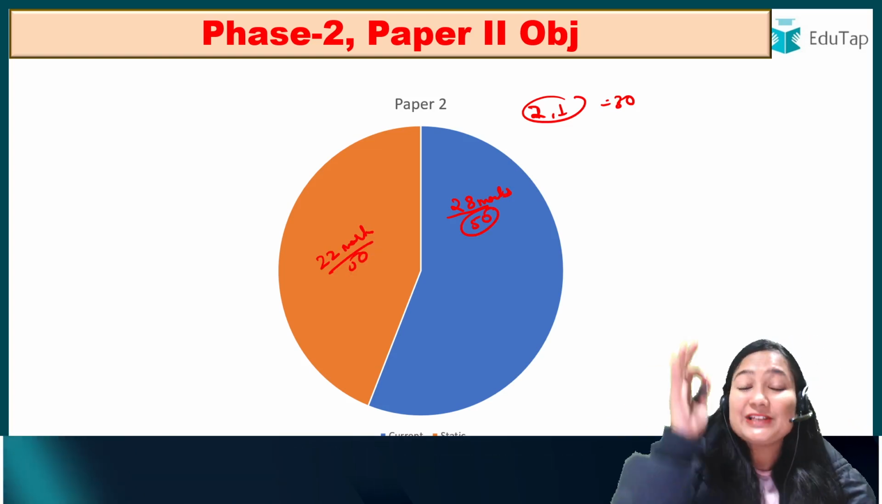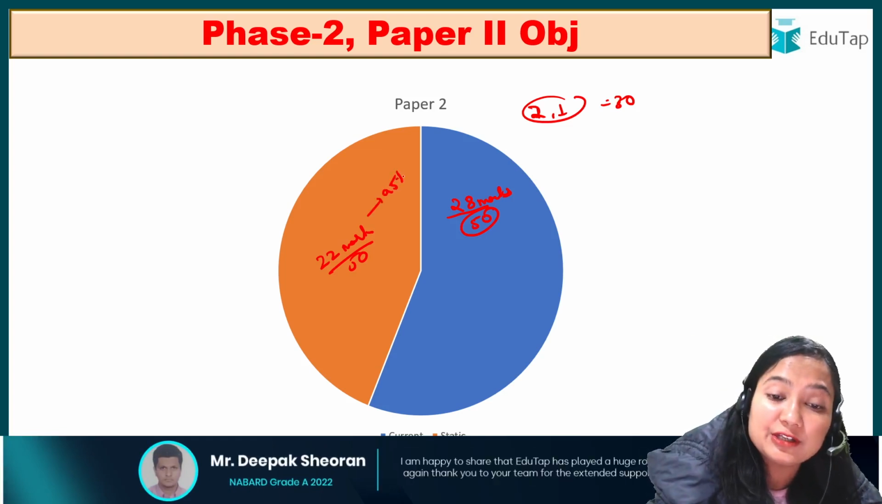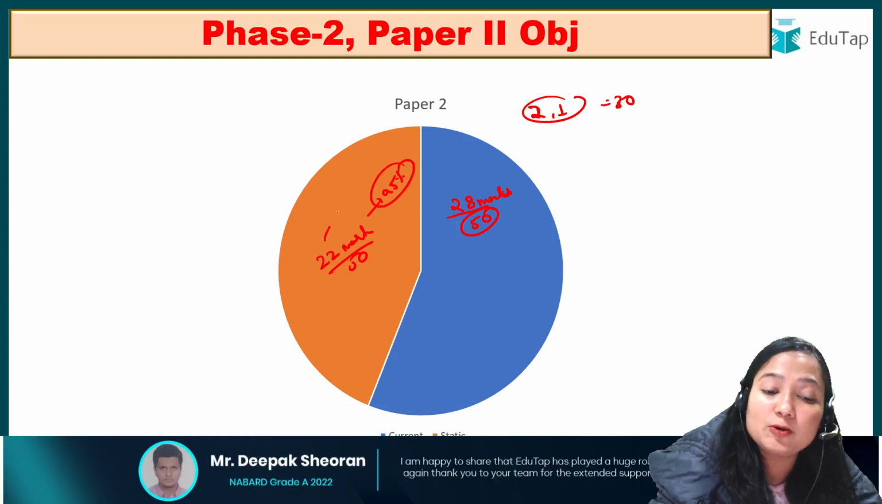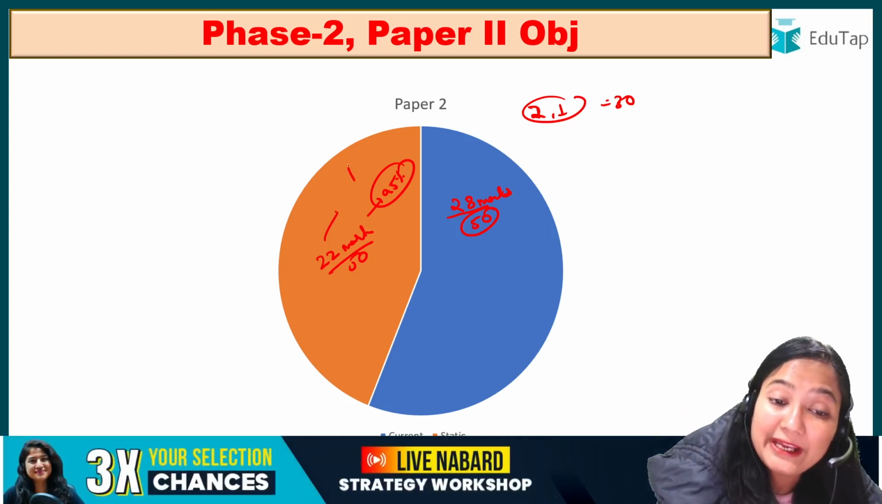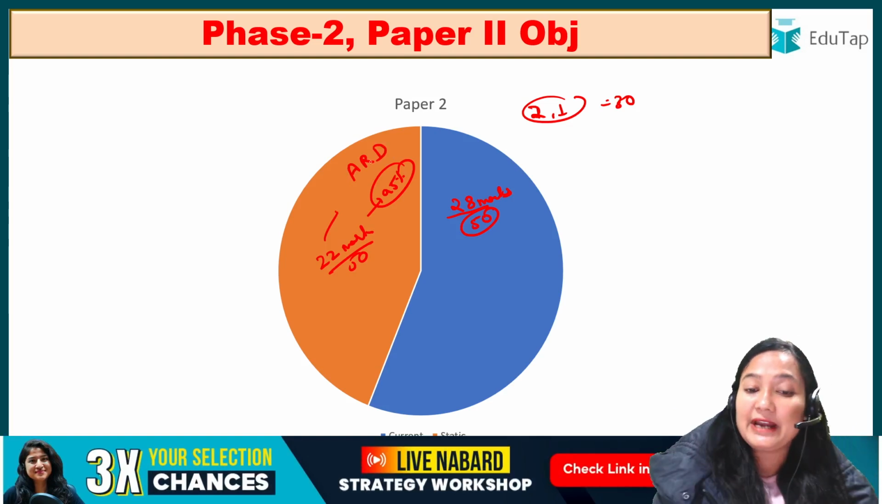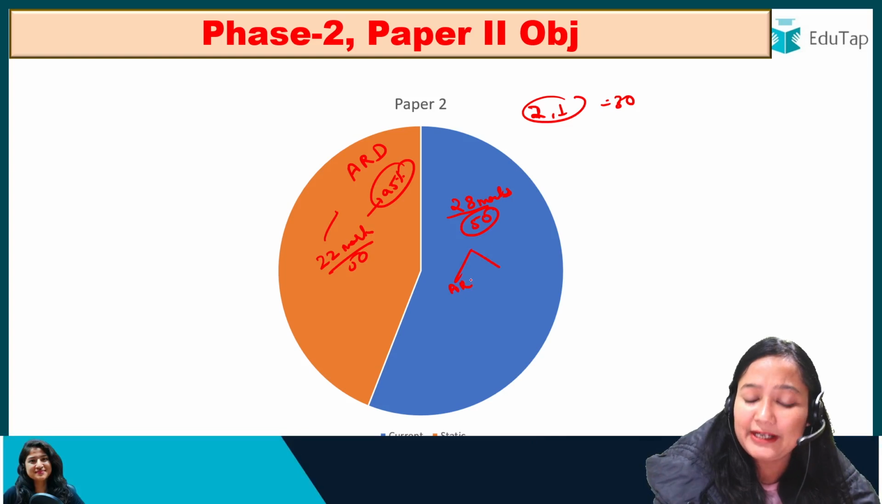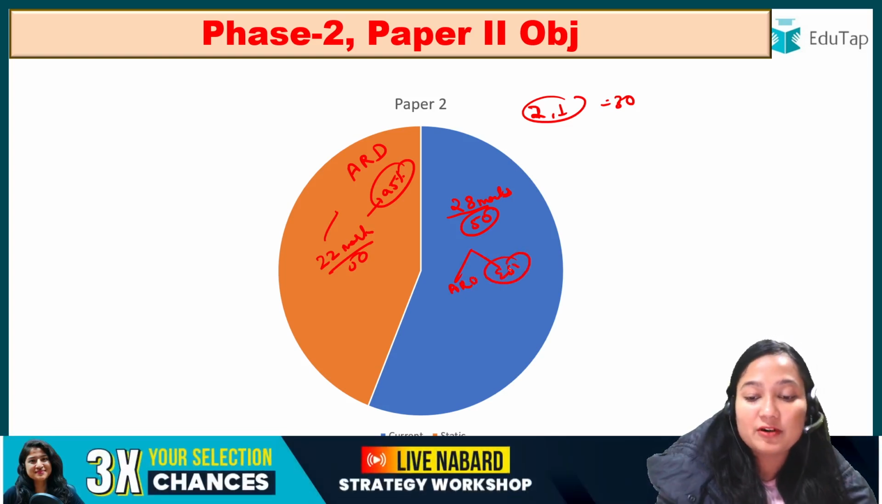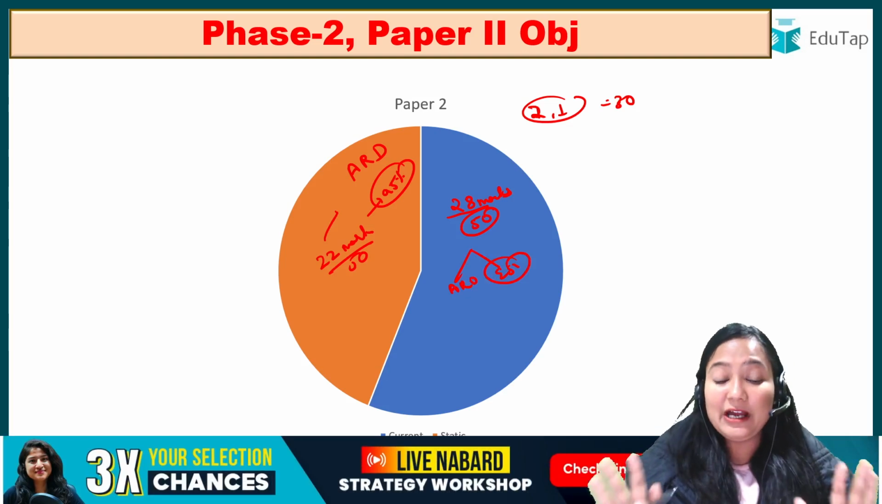The static part was heavily around 95% questions from your static part. So around 20-21 questions were only from the ARD static part. And in the current affairs here, it was a combination of ARD and ESI, but again, major questions were from the ESI part only. So this you will have to keep in mind.